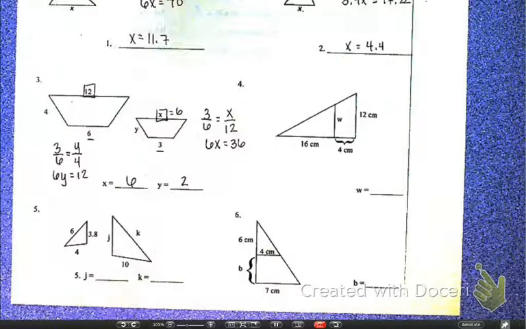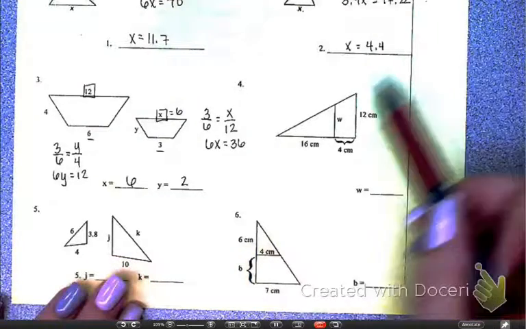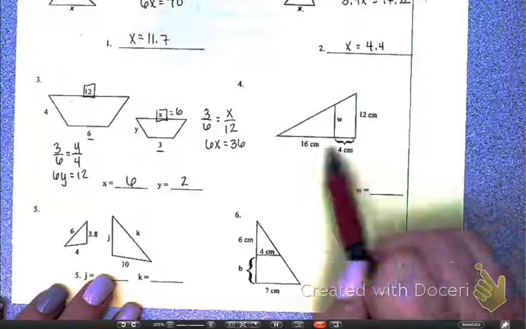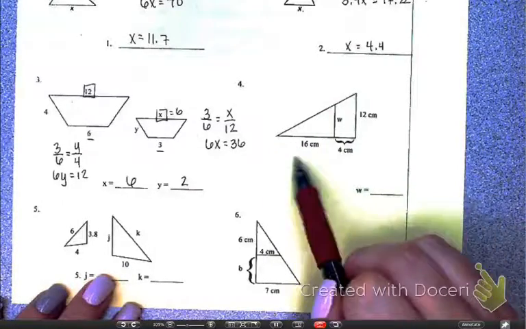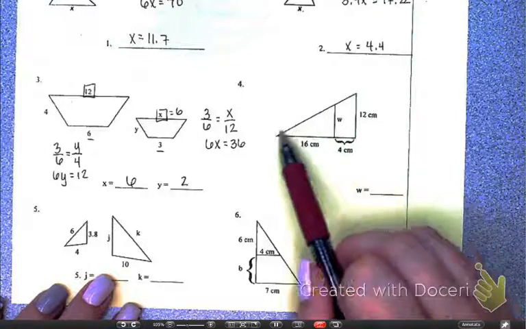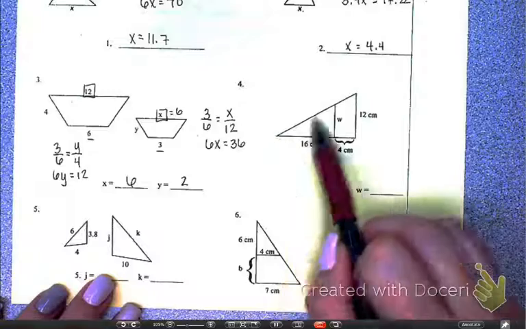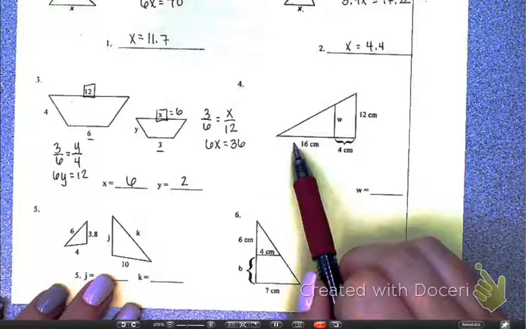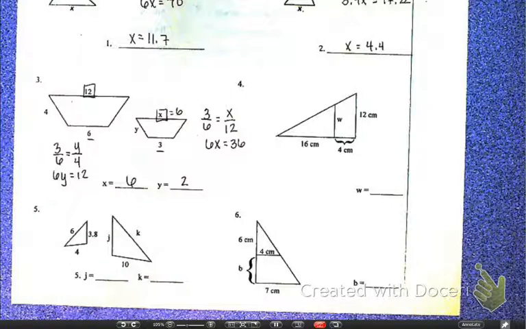Okay, number 4 is fun. What figure do you see? Do you see 2 triangles? Anybody see 2? Couple people? Okay, so y'all see this really big triangle? Do you see this small triangle? Big triangle, small triangle. Everyone see it?